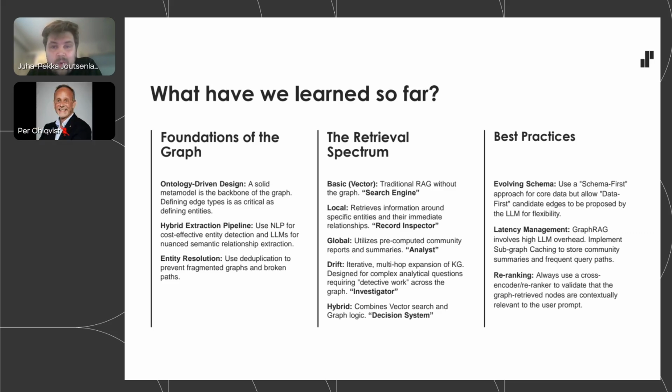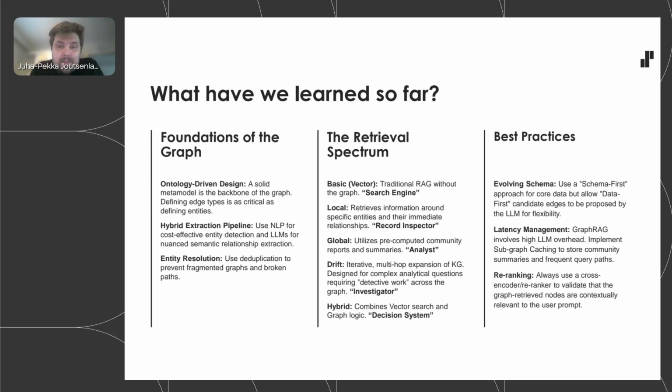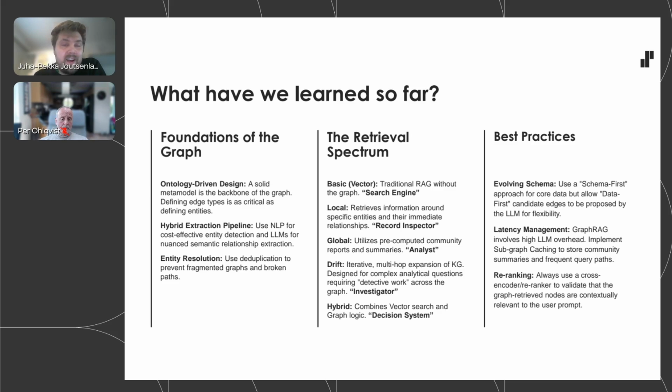So there's the basic one, which is basically RAG without the graph. There's the local one, so finding some node and its immediate relationships. We have the global one, which uses pre-computed reports and summarizes more for thematic analysis. We have drift, which is then navigating the graph along the paths. This is something popular, for example, in anti-money laundering cases. And then we have the hybrid, which is basically this combination of vector search and graph. So it's the graph RAG system.